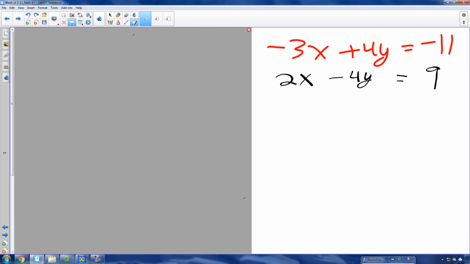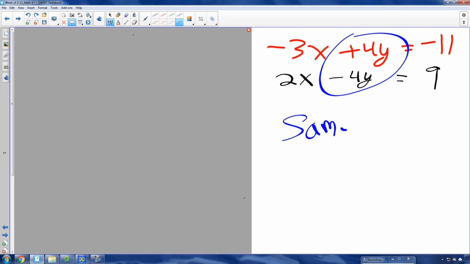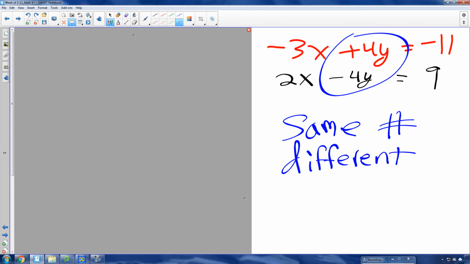Same number, different signs. Can you write that down, please? This is an important thing to have. Same number, different signs. And once you have the same number, different signs, they will eliminate when you add them together. Yes? How do you know what number to multiply by?